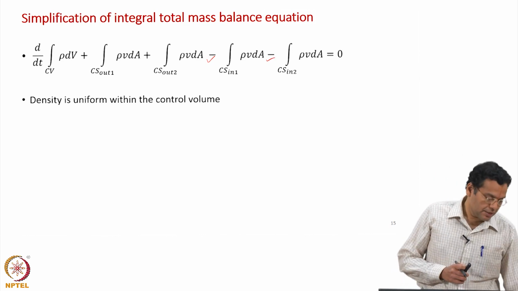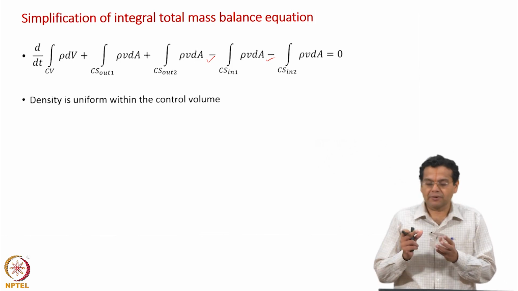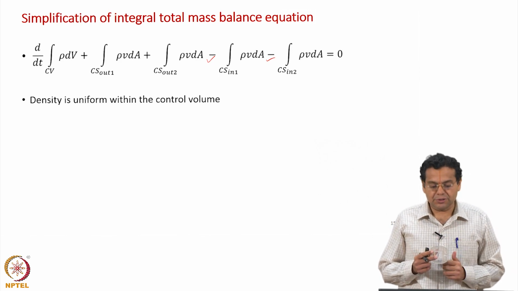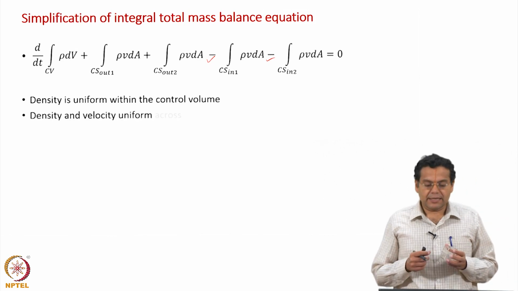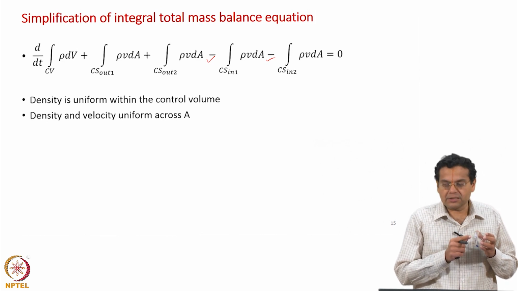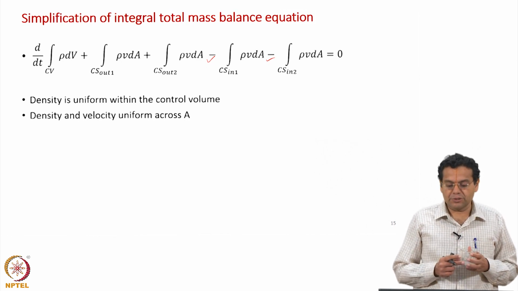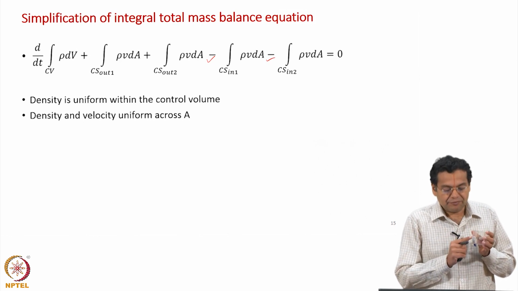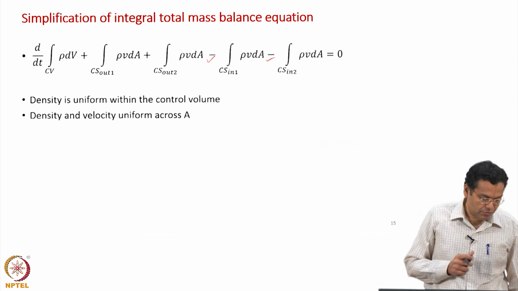We have taken a control volume with multiple inlets and outlets. Of course, here you have 6 of them, we have considered only 4 of them, and within the control volume I say the density is uniform. And I also say that if you take this area, the density and velocity are uniform across this area. So, 2 more assumptions are made: inside the control volume density is uniform, and within the surface area, whatever it be, inlet, outlet, etc., the density and velocity are uniform across it. What is the implication of that?